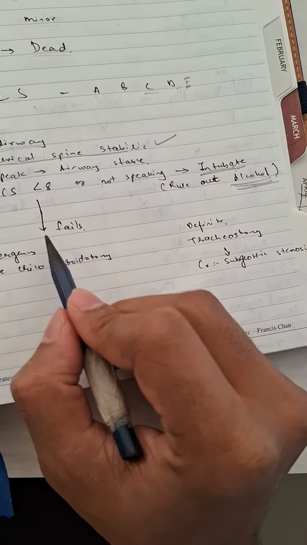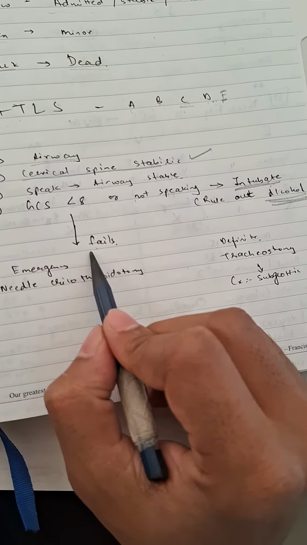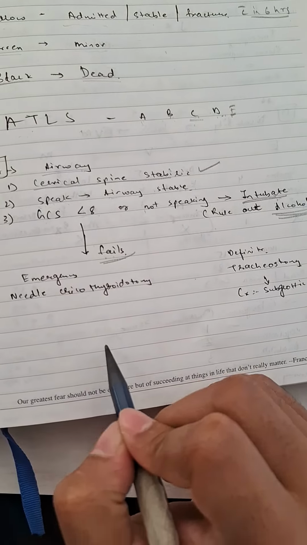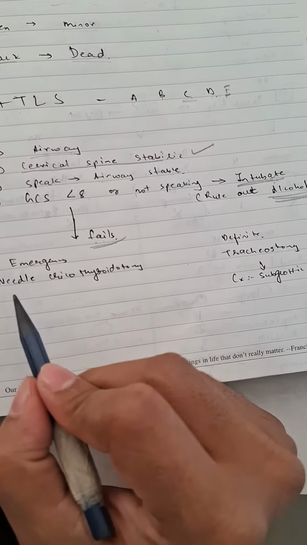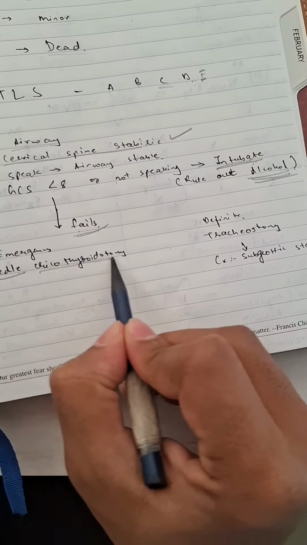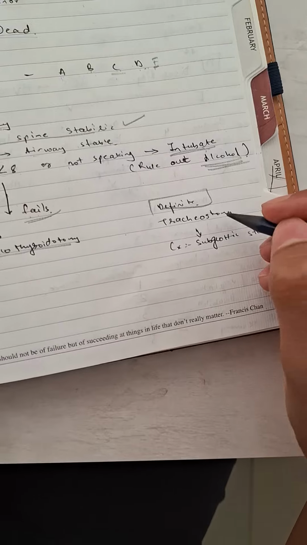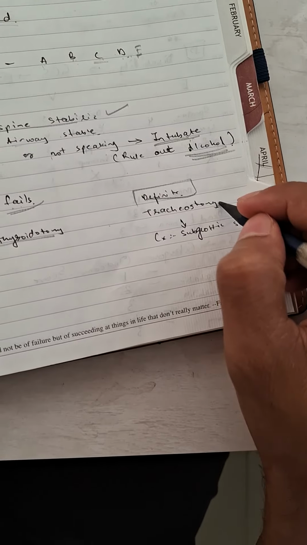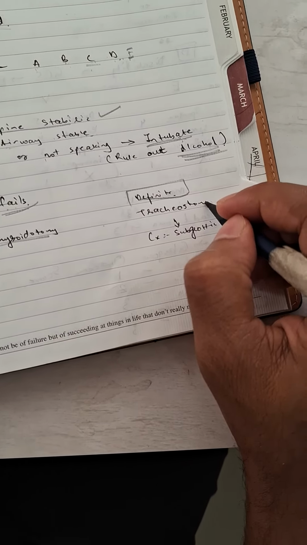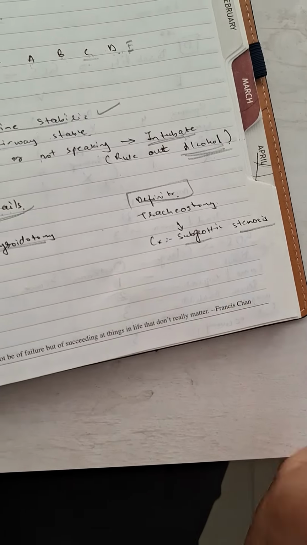Suppose you try to intubate the patient and it fails, so what will you do? In an emergency setting, you will do needle cricothyroidectomy. And if they ask what will be the definitive management, then it will be tracheostomy. All right. And the most common complication of tracheostomy is subglottic stenosis.